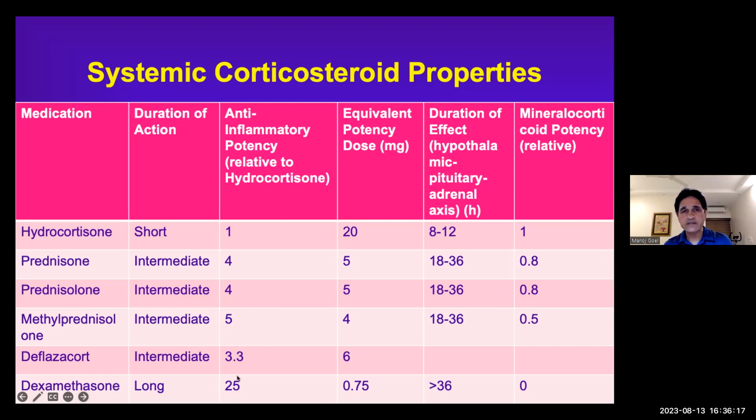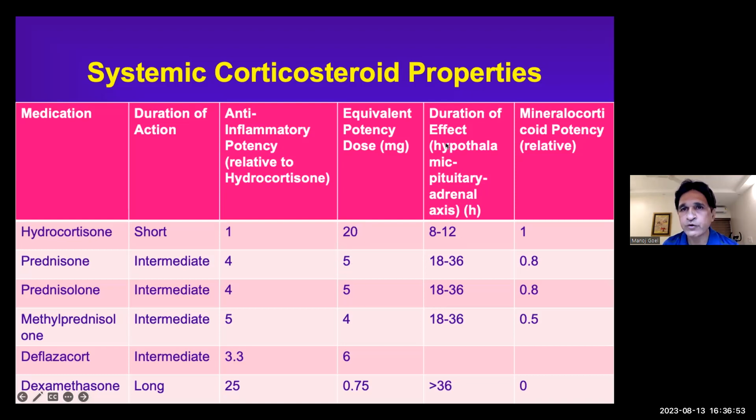So what you do in practice is that you want to achieve an equipotent dose. For a potency of 1, you deliver a dose of 20 milligram hydrocortisone. You administer a dose of hydrocortisone 20 milligram, and this would be equipotent to 5 milligram prednisolone, 4 milligram methylprednisolone, 6 milligram deflazacort, and 0.75 milligram dexamethasone. So you're actually not looking at the potency; you're looking at the dose which is equipotent. Okay. So if you want to achieve the same potency, you will achieve it with 20 milligram of hydrocortisone or 5 milligram prednisolone.